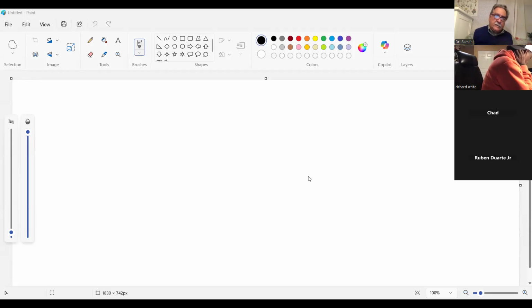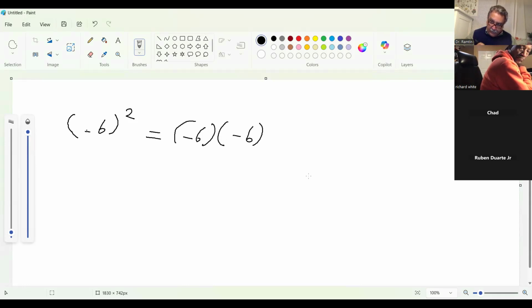So the first one, for example, says if you have -6 in parentheses to the power of 2, what would be the answer? That means -6 times -6. And minus times minus is plus. 6 times 6 is 36.